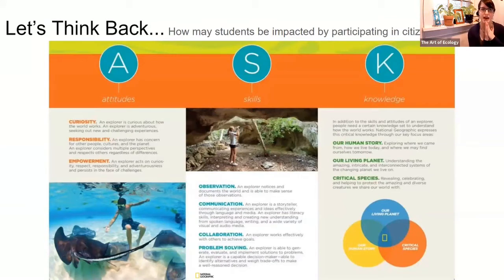So thinking back to the National Geographic Learning Framework of Attitude, Skills, and Knowledge, how can we see a student participating in citizen science? What attitude, skills, or knowledge do you think that you can see the student gaining?